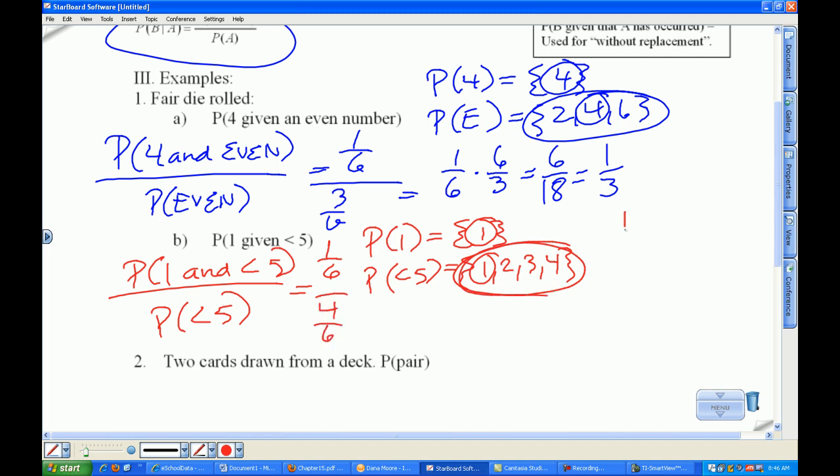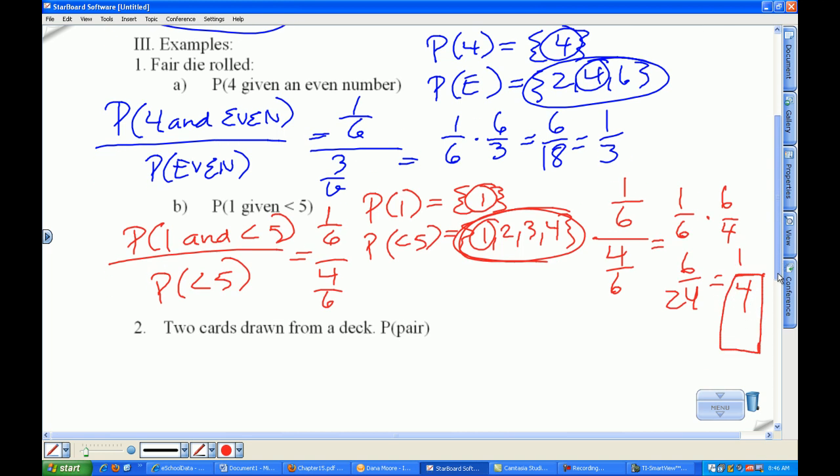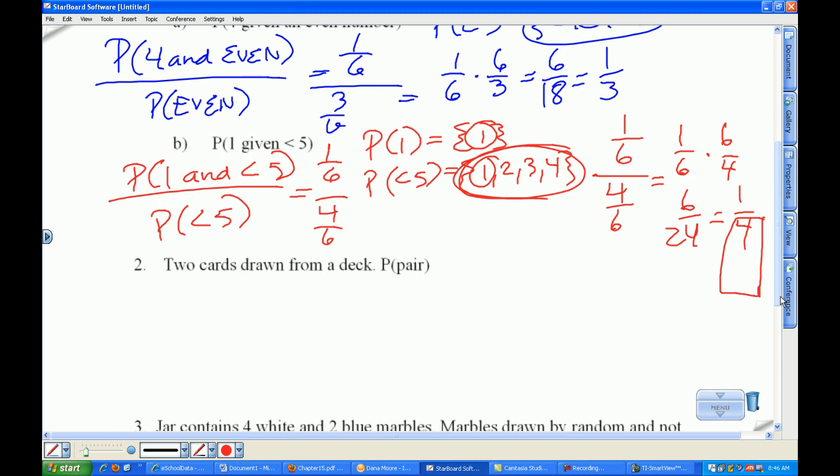So the way we do 1 divided by 6 divided by 4 divided by 6 is to flip and multiply. We flip the bottom fraction over and we multiply. You get 6 out of 24, which is 1 out of 4. Okay, that's the answer to this problem. Another way to think about it, listen, this is not easy. I'm not pretending that it is.